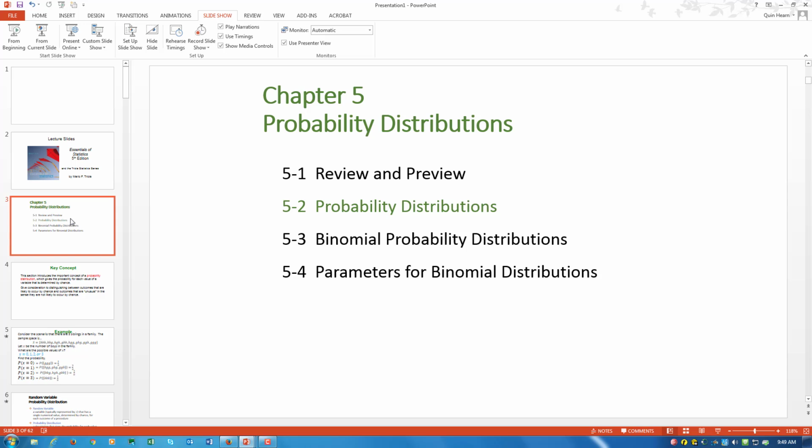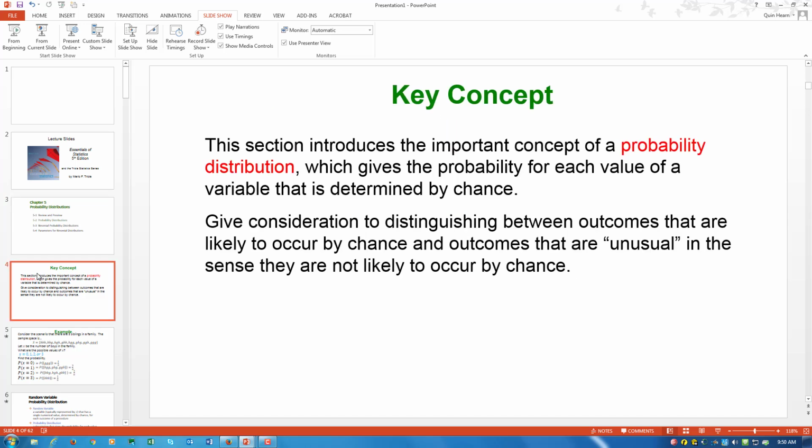Okay, so what do you think a probability distribution is going to be? Something that charts the probability of something occurring. Yep. So instead of telling me the number of actual times it occurred, it's going to tell me just the theoretical probability that it occurred. That's all it is. Nothing complicated about it. So we're talking about a probability distribution, which gives a probability for each value of a variable that is determined by chance. We're going to be talking about whether an outcome is unusual in the sense that it's not likely to occur by chance. I'll remind you what that means in a minute.